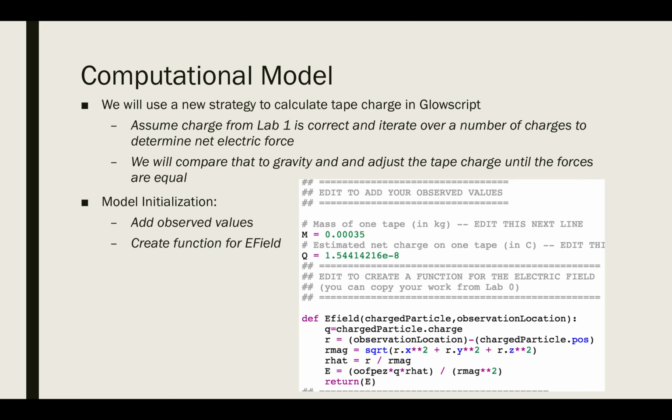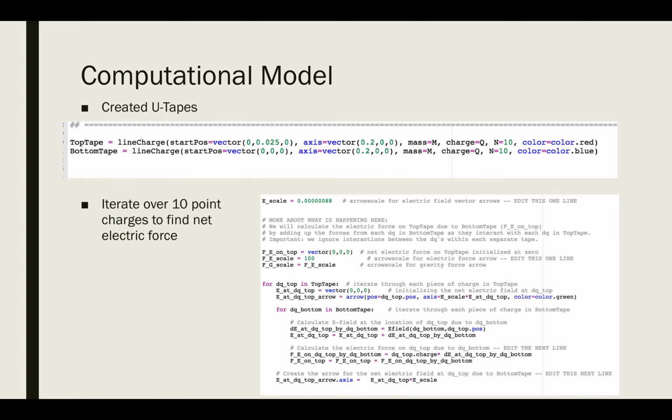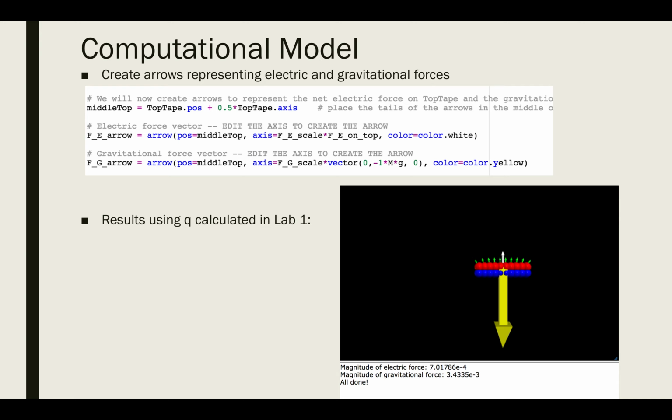So I set up my model by adding in my observed values for mass and net charge, as well as my function for the calculation of the electric field. We completed that in Lab 0. I then created my U-tapes and placed a distance of 0.025 meters between them and iterated over 10 point charges distributed along the tape to find the net electric force. Then I created arrows representing the electric and gravitational forces and received this result upon running my code.